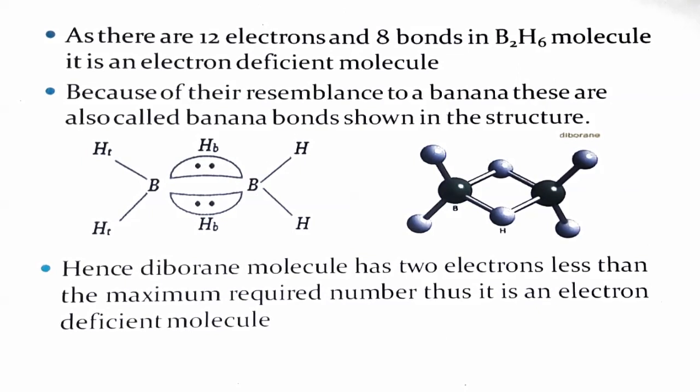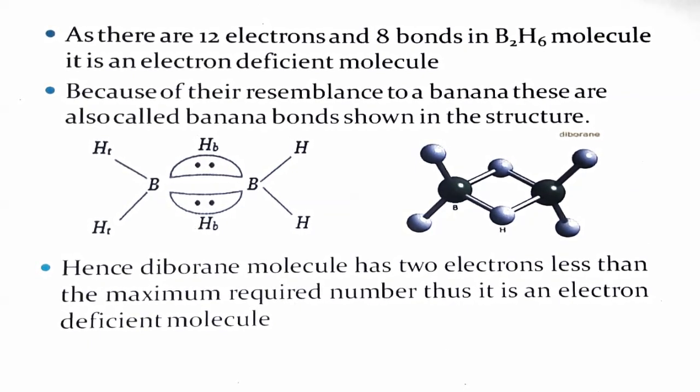So here we will see the number of electrons and bonds in diborane. As there are 12 electrons and 8 bonds in the B2H6 molecule, it is an electron deficient molecule. Due to the resemblance of this B-H-B bond to a banana, it is also known as a banana bond. Hence, the diborane molecule has 2 electrons less than the maximum required. Thus it is called an electron deficient molecule. Otherwise, all the bonds in diborane would be covalent bonds. But this is not an example of a covalent bond because 2 electrons are less. And these 4 bonds are covalent bonds here.